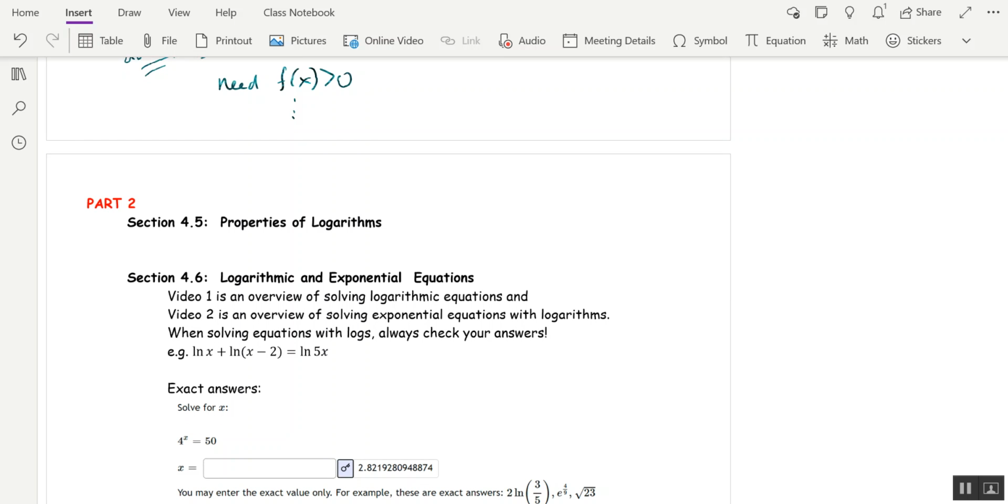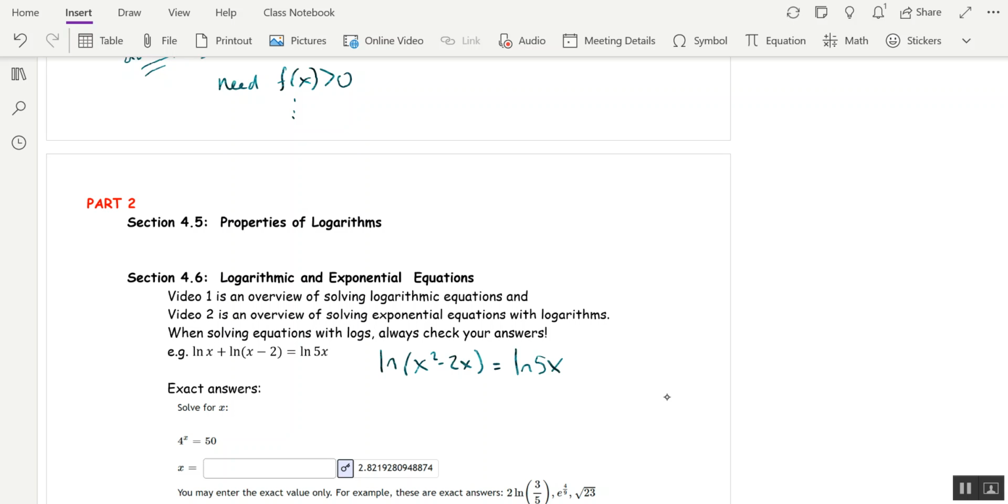One, when you're solving an equation involving logs, you always have to check your answer. And here's why. I'll just show you this quick example here. Suppose we want to solve ln x plus ln of x minus 2 equals ln of 5x. The first thing you want to do is rewrite the left-hand side using the properties of logarithms. So the left-hand side is going to be ln of x squared minus 2x. You take the product, and that's equal to ln of 5x.